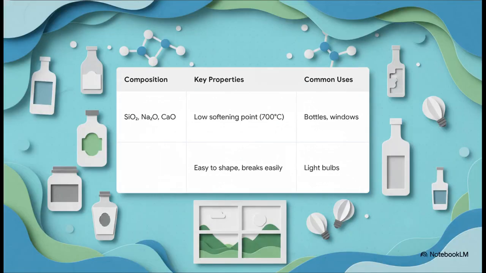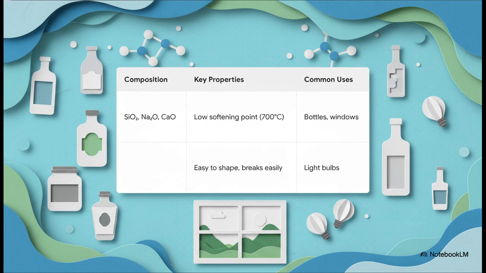Now, let's talk about the glass you see pretty much every single day, soda-lime glass. When we add sodium oxide and calcium oxide into the silica mix, that softening point plummets all the way down to 700 degrees. This makes it really cheap and super easy to mold into all those common items, like bottles, jars, and window panes.